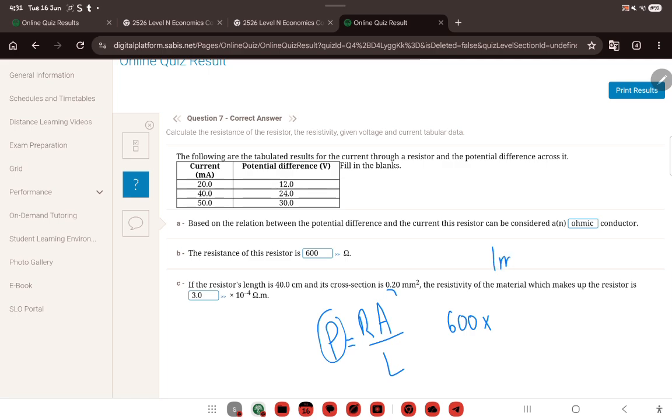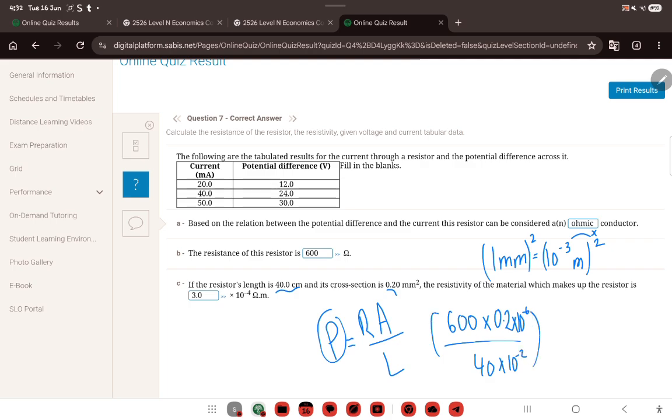So we have 1 millimeter is equal to 10 to the minus 3 meters. If we square this one and we square this one, we get 1 millimeter squared is equal to 10 to the minus 6 meter squared, since we multiply the exponents. So we do 0.2 times 10 to the power minus 6. Then we divide by the length, which is 40 times 10 to the negative 2.